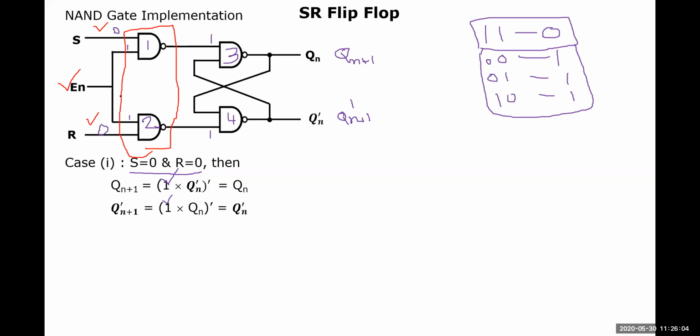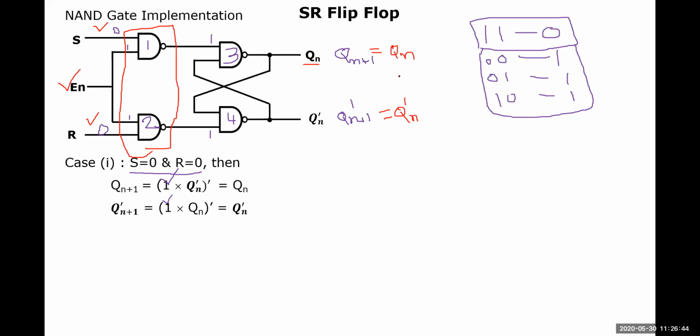Because of the first level two gates, zeros will be converted into ones here, so that 1 into Q complement N whole complement equal to Qn, and 1 into Qn whole complement equal to Q complement N. Whatever the previous outputs, the same outputs will be regenerated in the next stage. So Qn plus 1 equals Qn, and Qn plus 1 whole complement equals Qn whole complement. Whatever the previous states, they will continue into the next states also.